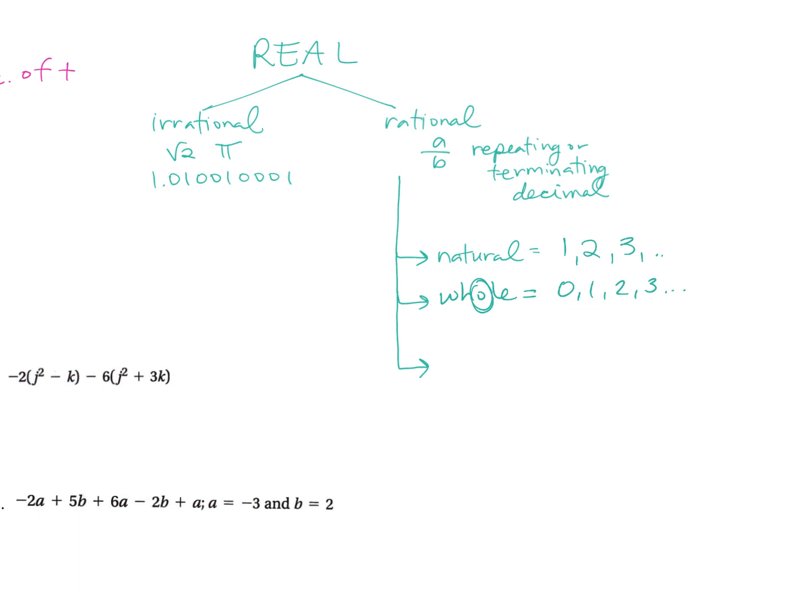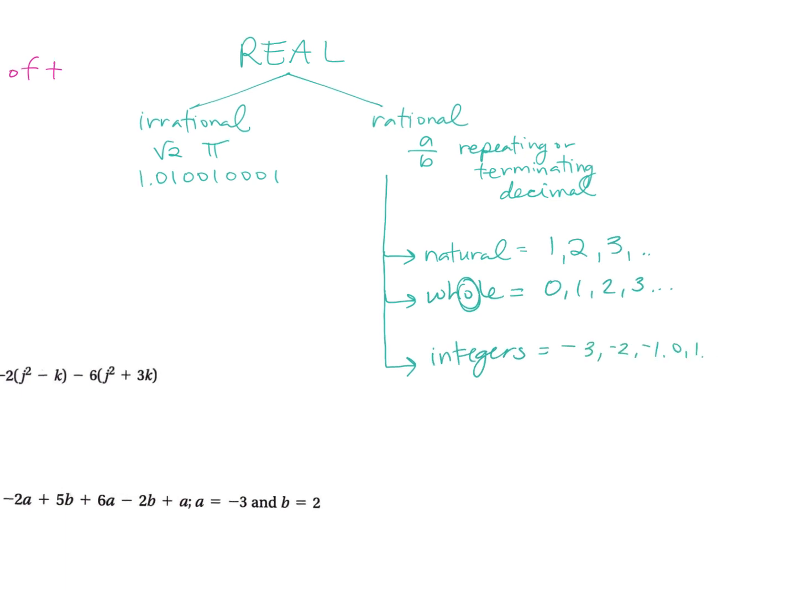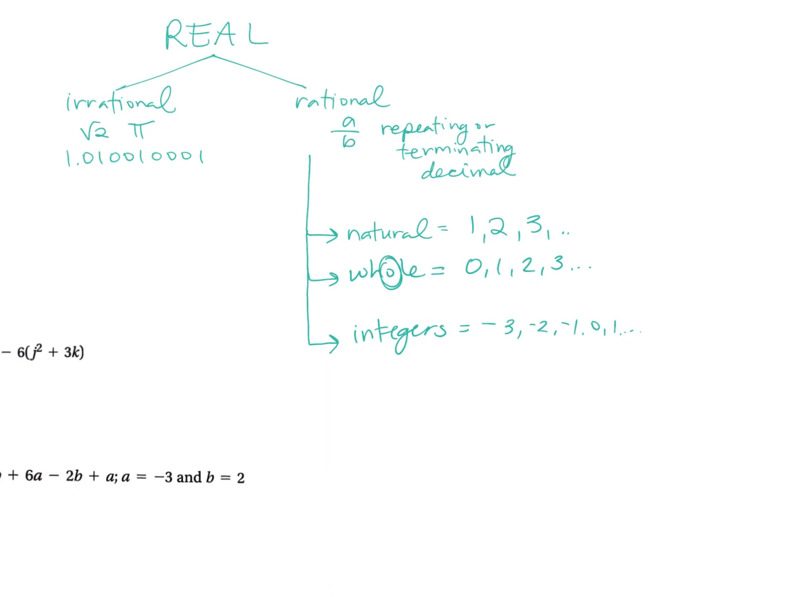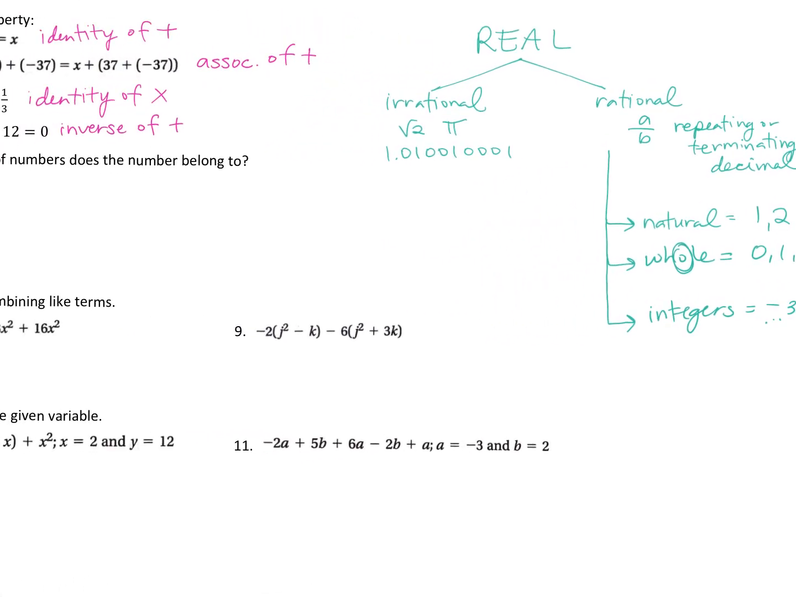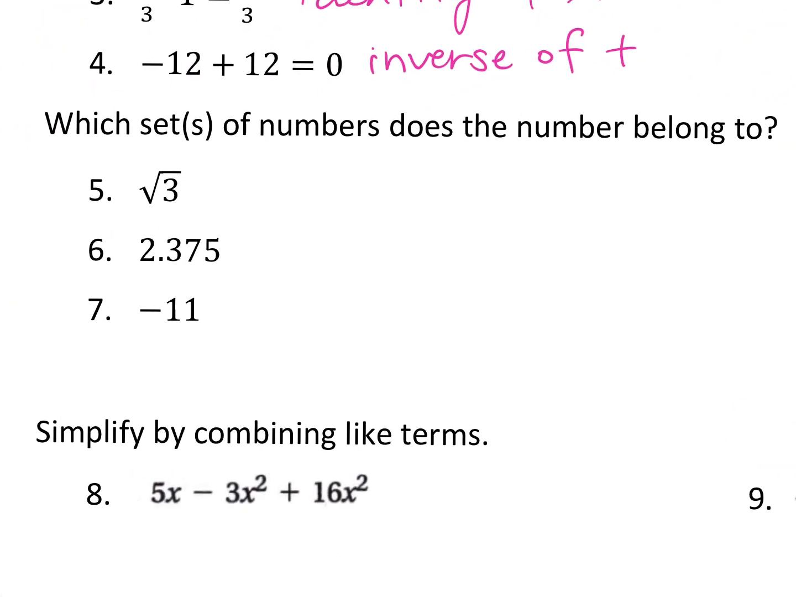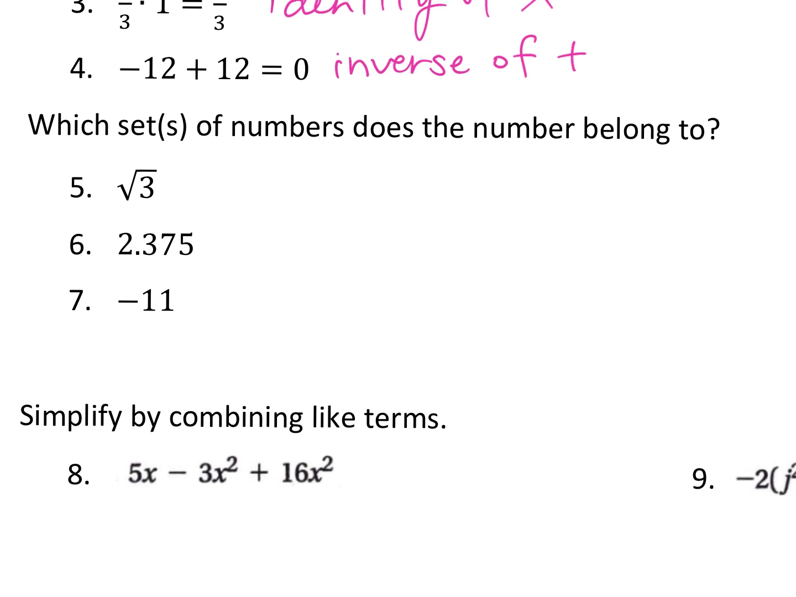And then the last one? Integers. What are integers? Positive and negative whole numbers, right? So -3, -2, -1, 0, 1, so on and so forth. And that keeps going in both directions. Okay, so knowing all that, quick recap on that. What set of numbers is number 5? Not rational.